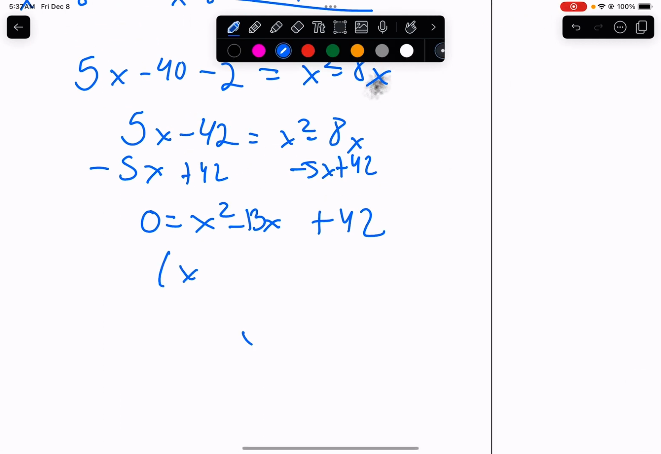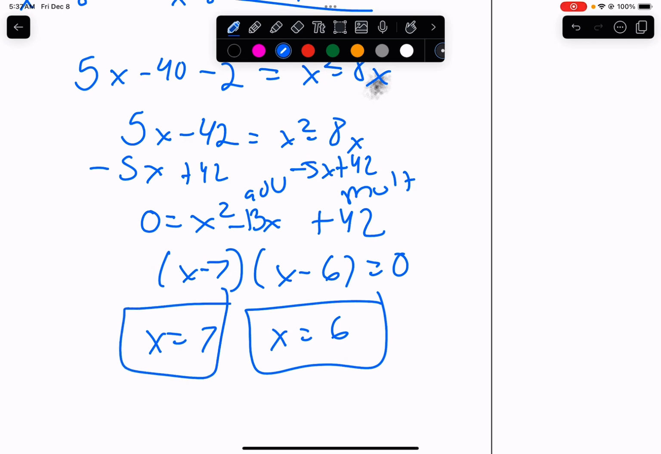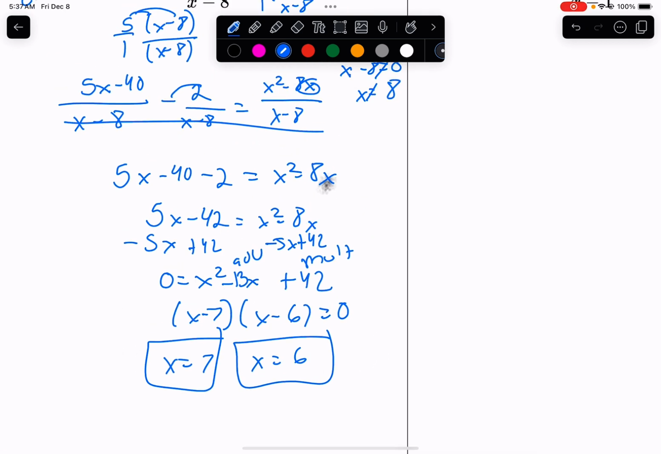All right, so now we can solve by factoring. We get x minus 7, x minus 6. Again, we have to figure out what two numbers multiply to this and add to this. We get that x equals 7 and x equals 6 are our solutions. We have to double check. Do we have to cross out any of these? Nope, because it's just that x cannot equal 8.